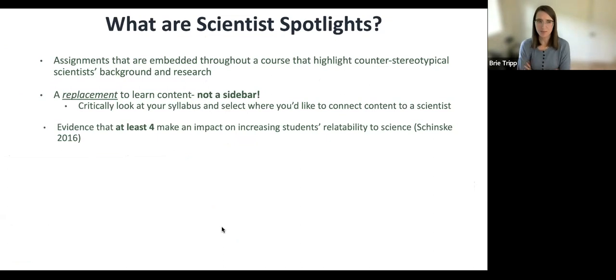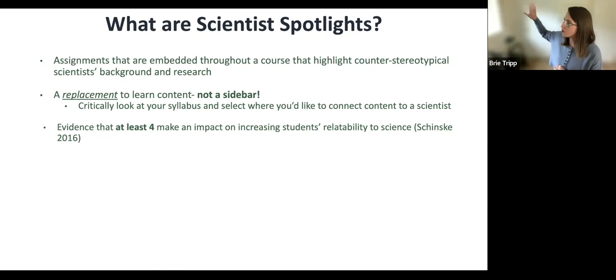So a few things to keep in mind: these are not a sidebar. Oftentimes, like in textbooks, you see this little box that has a little bit about who created or who discovered transposable genes, Barbara McClintock or whatever, and students just gloss over that, right? So we really want to make sure that when people are implementing these, they're doing it as a replacement to learn content, not just slapping a slide up and saying, oh, look at this spotlight, this, that, and the other, and not having them actually complete the assignment.